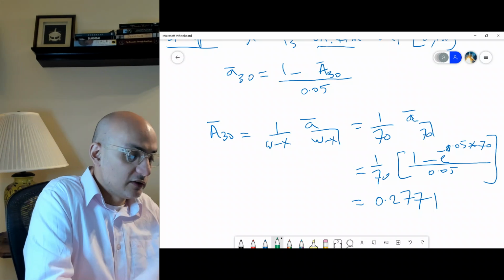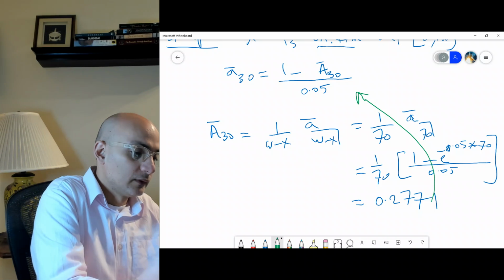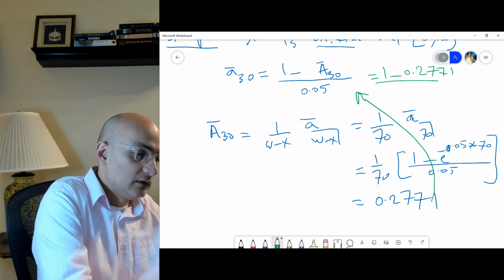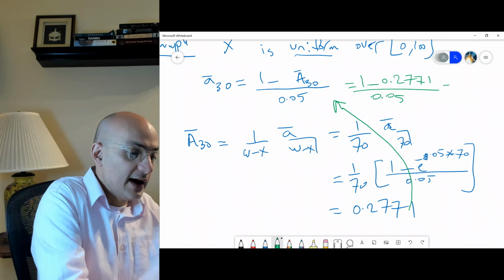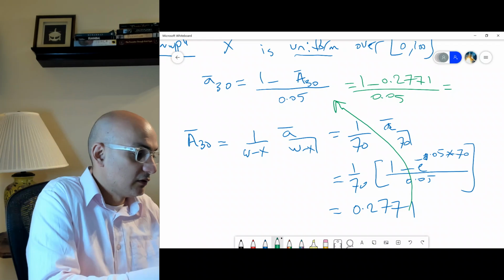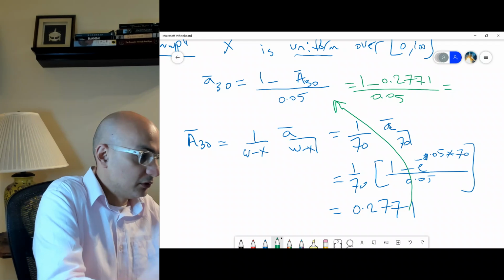Now you take this guy here, then this one will become 1 minus 0.2771 divided by 0.05. So the value of the life annuity that pays $1 for this life is 1 minus 0.2771 divided by 0.05. It gives me 14.458.